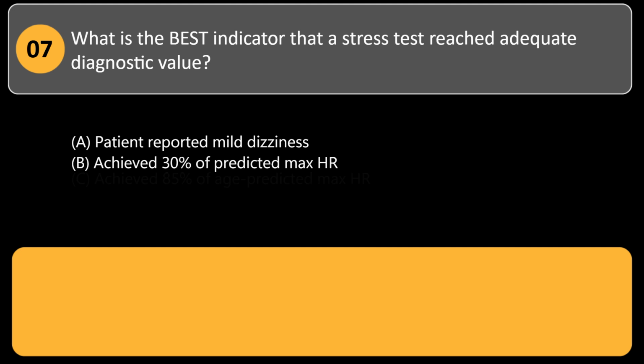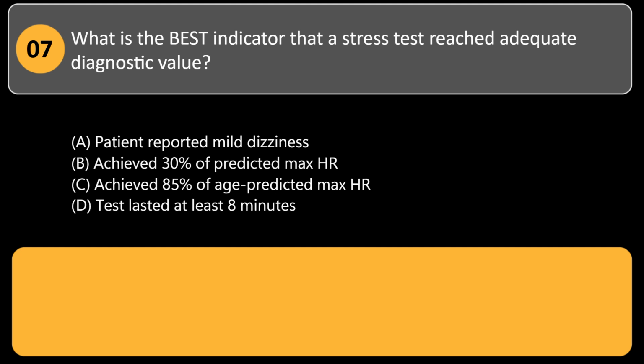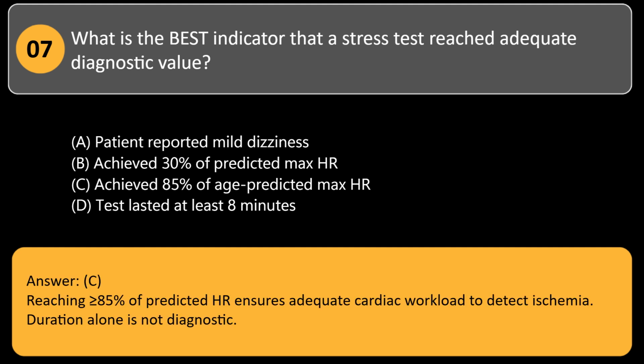What is the best indicator that a stress test reached adequate diagnostic value? A. Patient reported mild dizziness. B. Achieved 30% of predicted max HR. C. Achieved 85% of predicted max HR. D. Test lasted at least 8 minutes. Answer C. Reaching greater than or equal to 85% of predicted HR ensures adequate cardiac workload to detect ischemia. Duration alone is not diagnostic.